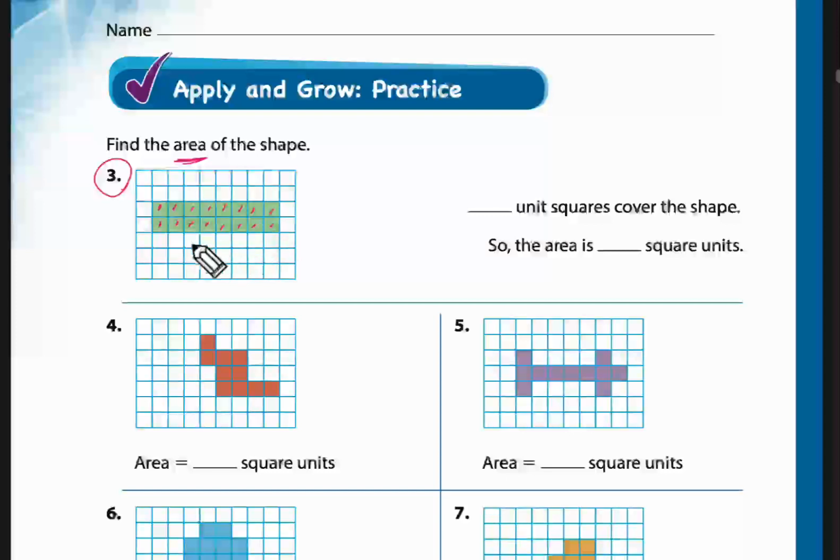One, 2, 3, 4, 5, 6, 7, 8, 9, 10, 11, 12, 13, 14, 15, 16. So 16 unit squares cover the shape. Remember, my heroes, each small square here is a unit square or a square unit. So the area is 16 square units.